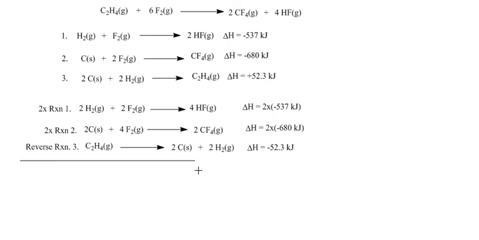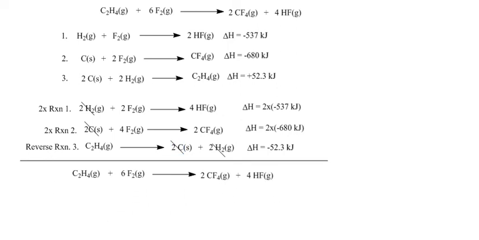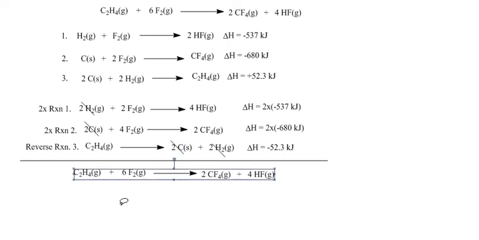Now we're going to add these reactions together. When we do that, there are a few things that we will cancel out. For instance, we have 2 H2s on the left side and on the right side. We have 2 carbons on the left side and the right side, so those both cancel out. When we add everything together, we get our target reaction.